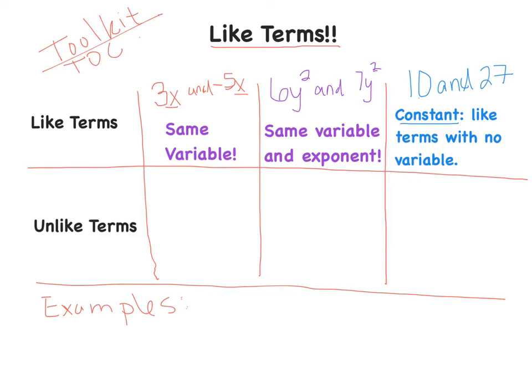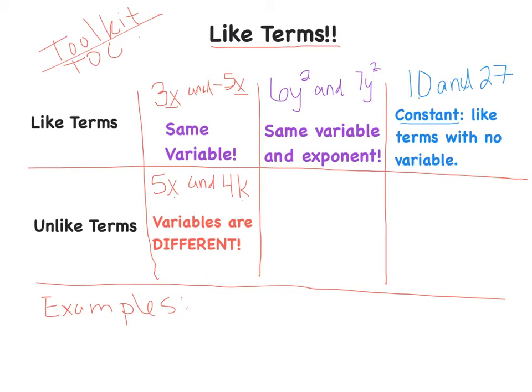Alright, so now we have a look into like terms. Let's see what unlike terms could possibly look like. Alright, so what if I had a 5x and a 4k? Now one has an x and one has a k. So those are unlike terms because the variables are different. So let's write that down. So when the variables are different, they are not like terms and you cannot combine them.